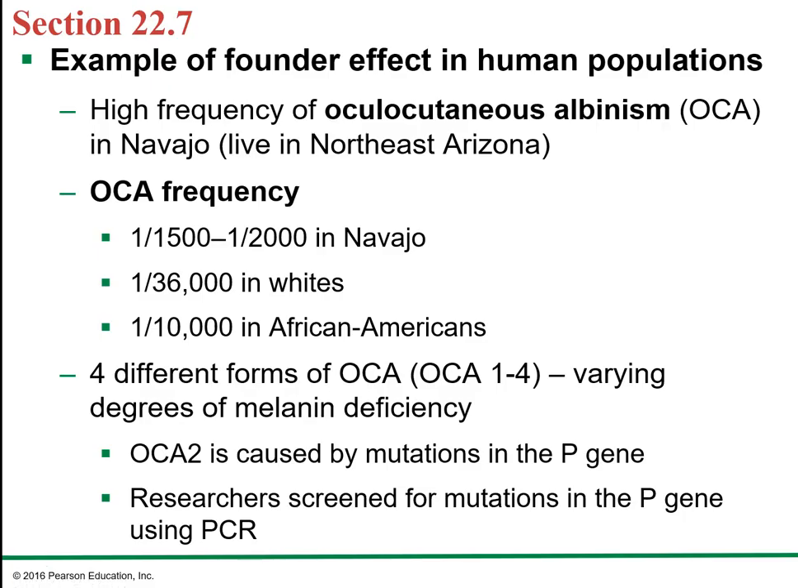If you talk about genetic drift in humans, here's an example. Albinism, a certain specific type of it called OCA, is predominant in the Navajo tribe, which apparently lives in northeast Arizona.